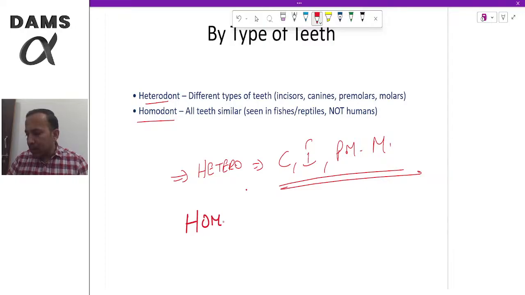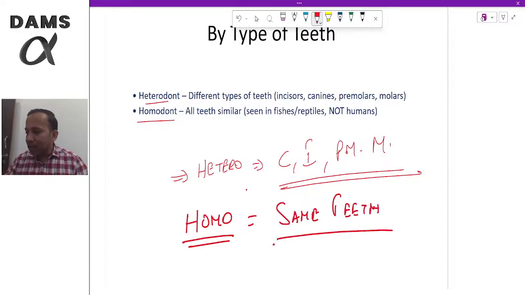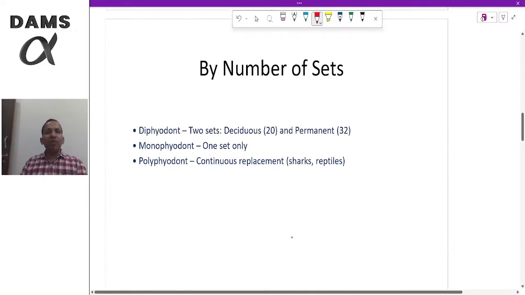Homodont means same teeth, जैसे मगरमच्छ में होते हैं, right? Maybe in the fish, but definitely not in human beings. Clear? So we have heterodont, not homodont. Homodont means same type of teeth. All the teeth, they look similar.